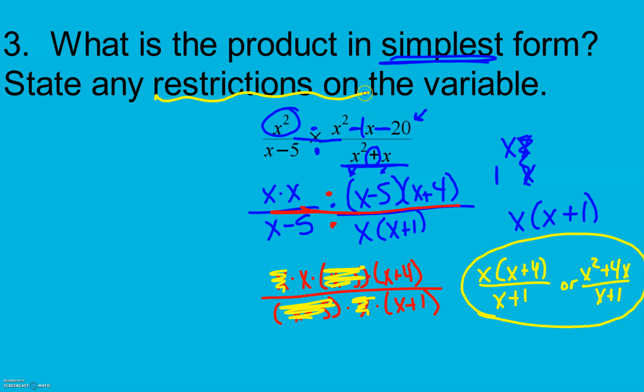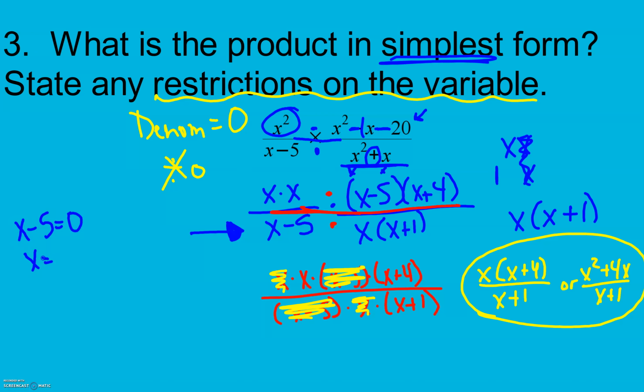Now, any restrictions on the variable? Restrictions happen anytime our denominator equals 0 because we cannot divide by 0. So we look at every one of our denominators. It's easiest to do when they're in factored form. And we make each of those factors equal to 0. X minus 5 equals 0 means x would equal 5 when we add 5 here. Can't have that. Cannot equal 0 because we can't divide by 0. So x cannot equal 5.